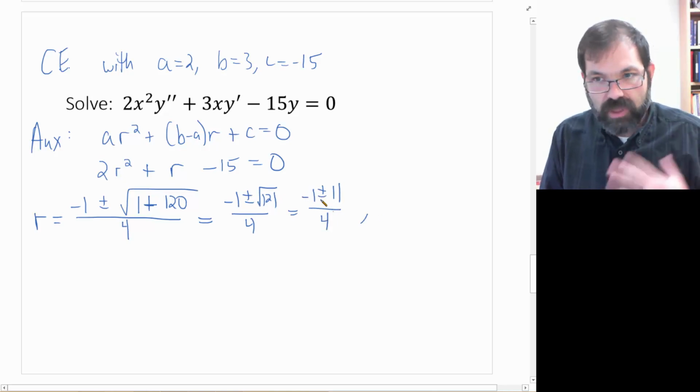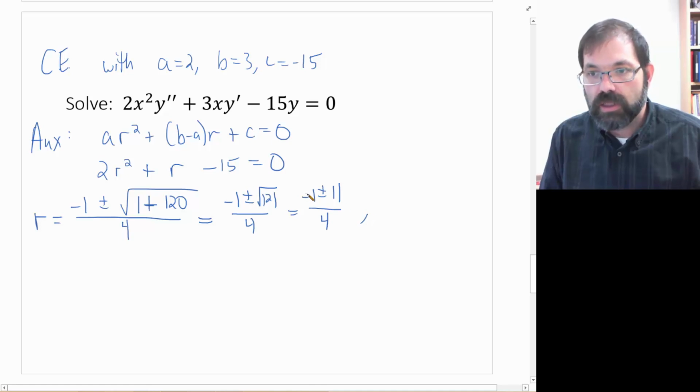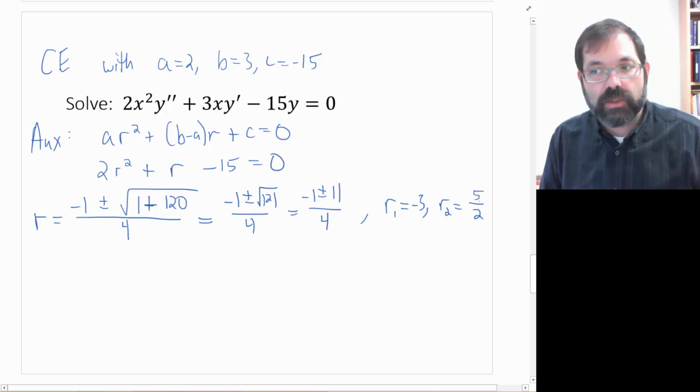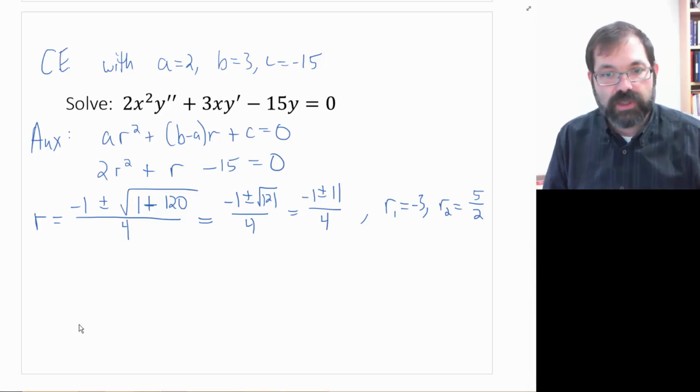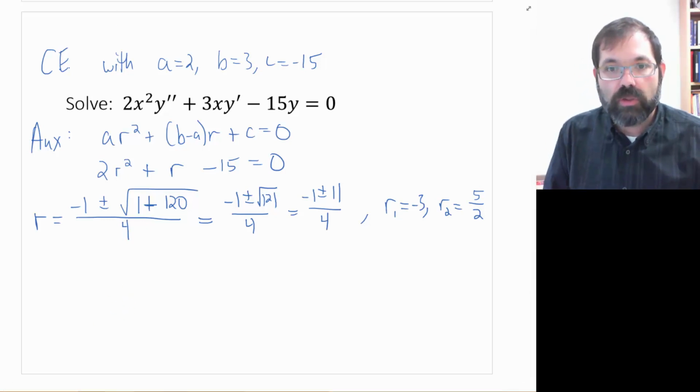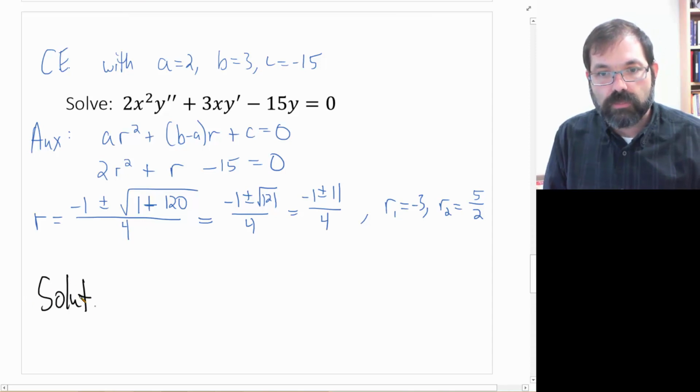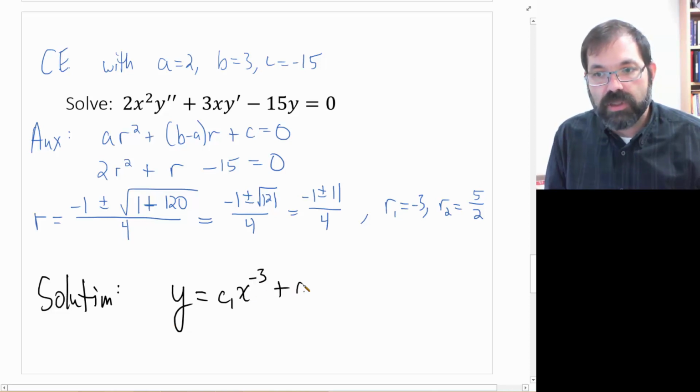And we break that out. We're going to get distinct solutions. Let's see, -12 over 4, r1 is -3. And -1 plus 11 is 10, 10 over 4, r2 is 5 halves. Distinct real solutions. This is the simplest case. And so then my general solution would be y equals c1 x to the -3rd plus c2 x to the 5 halves.